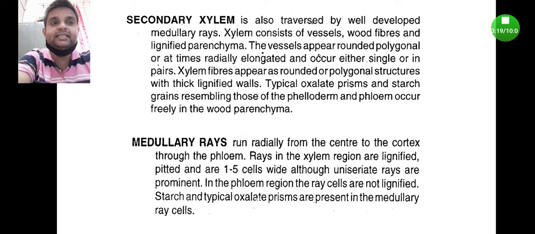Next is the medullary rays. The medullary rays run radially from the center of the cortex through the phloem region. These rays in the xylem region are lignified, pitted, and 1 to 5 cells wide. But in the phloem region they are non-lignified. This is the main difference. In the xylem region the medullary rays are lignified, whereas in the phloem region the medullary ray cells are non-lignified. They also contain starch and prism-shaped calcium oxalate crystals.